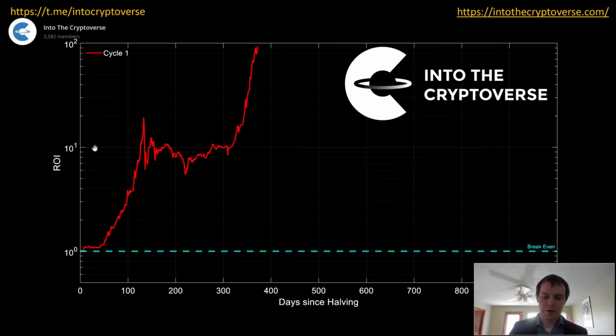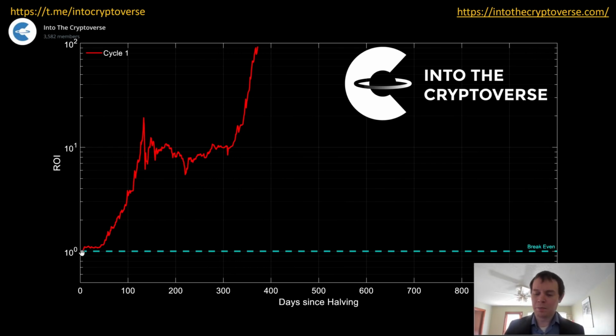So let's go ahead and jump in. What we have here is the return on investment, or ROI, on a logarithmic scale. Note that each major tick to major tick is 10x. So let that sink in if you're unfamiliar with logarithmic scales.